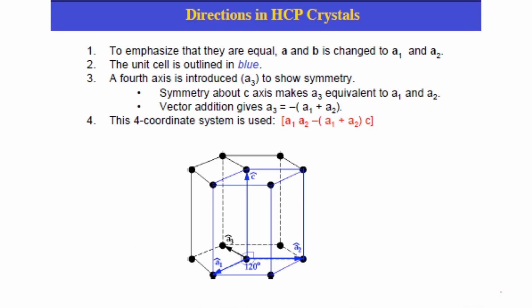So see here, for direction in an HCP crystal, the axes are A1, A2, A3 and C. So there will be a four coordinate system used for this, and A3 we can write as minus A1 plus A2, and C. So that is the four coordinates.